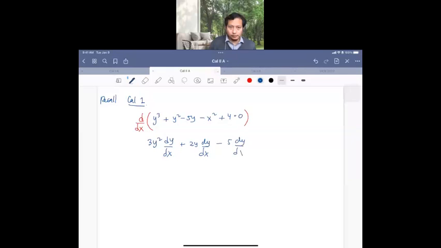Minus 5 dy over dx minus 2x equals 0. And if we solve for dy over dx, this will result in 2x over 3y squared plus 2y minus 5. Okay, this is our dy over dx, right?